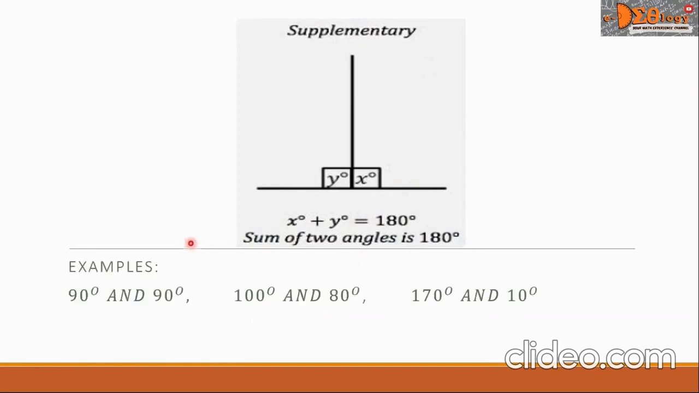Some examples of supplementary angles are 90 degrees and 90 degrees. Another pair is 100 degrees and 80 degrees. Another pair is 170 degrees and 10 degrees. We can see that the sum of each pair of angles is 180 degrees.